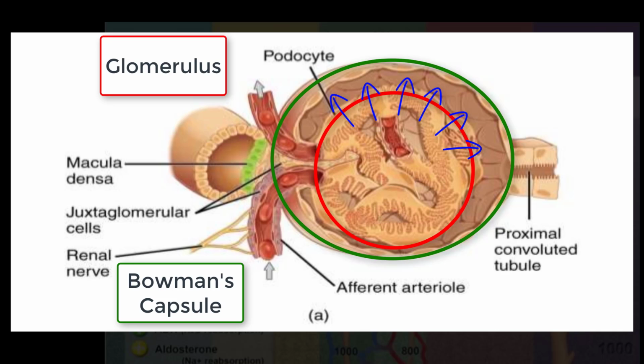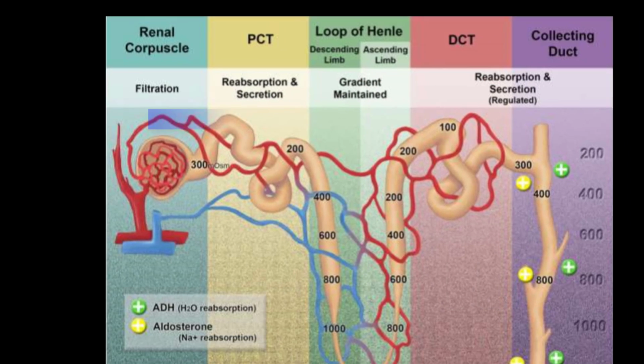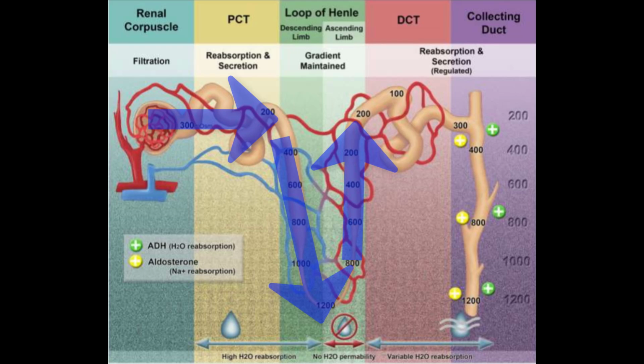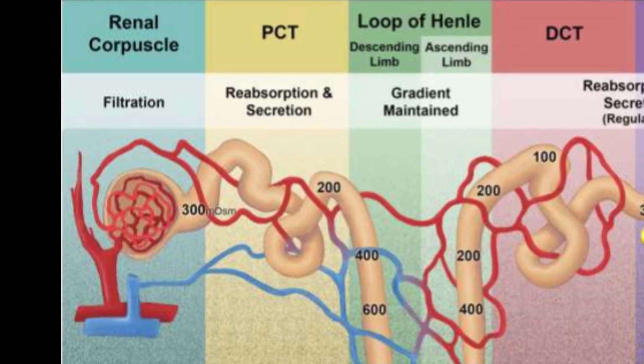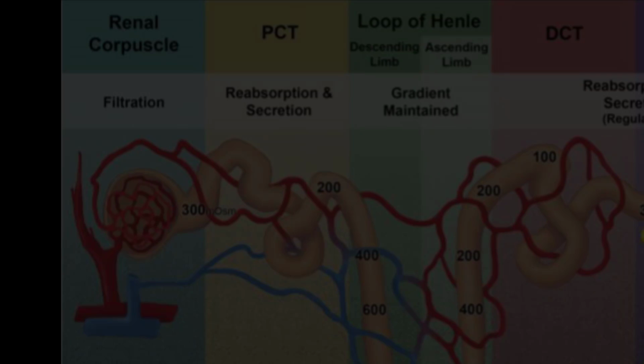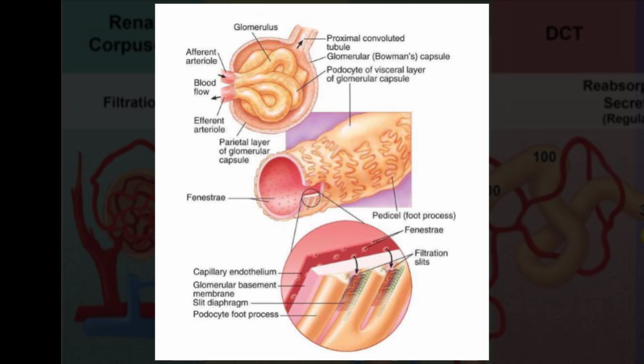The fluid that we filtered from the blood that is now in Bowman's capsule is known as filtrate. This fluid will continue through the nephron, and if nothing else were to happen to it, it will go straight to the bladder and be excreted or urinated out of the body. It is important to understand why the process of filtration is strictly confined to the renal corpuscle. The reason filtration only occurs at the renal corpuscle is because that is the only place the filtration barrier exists.